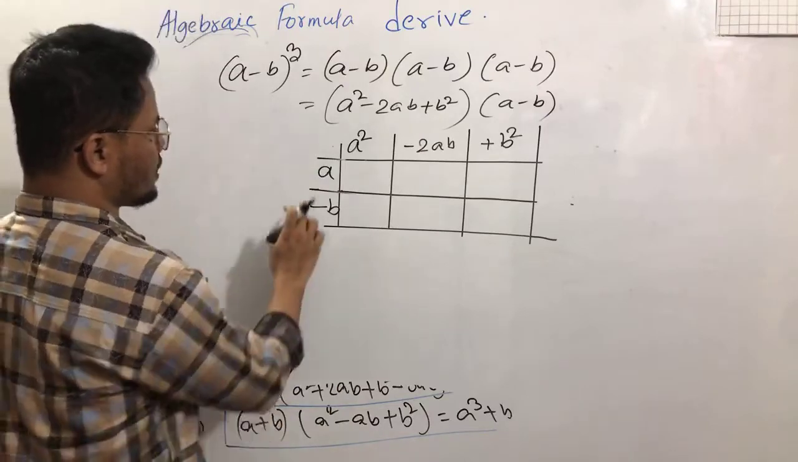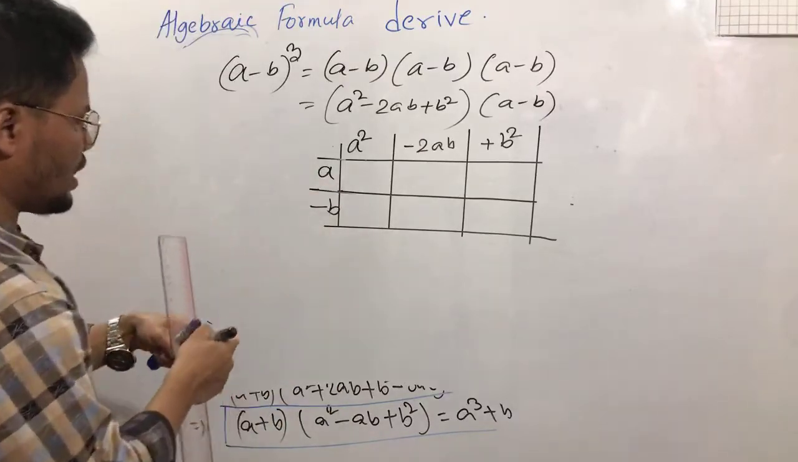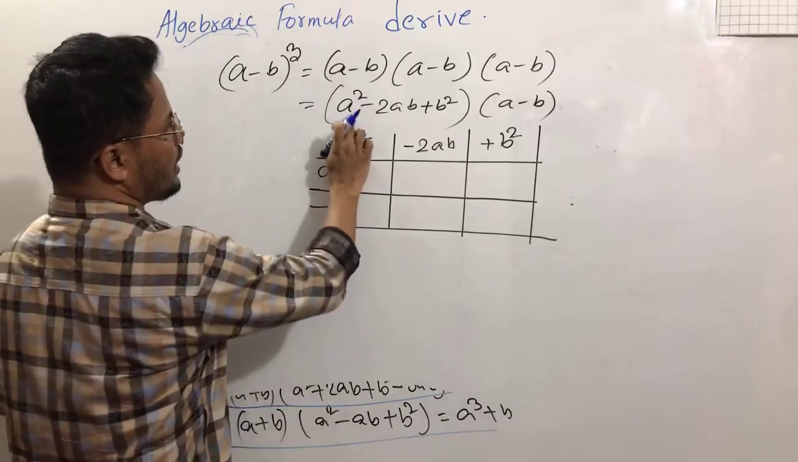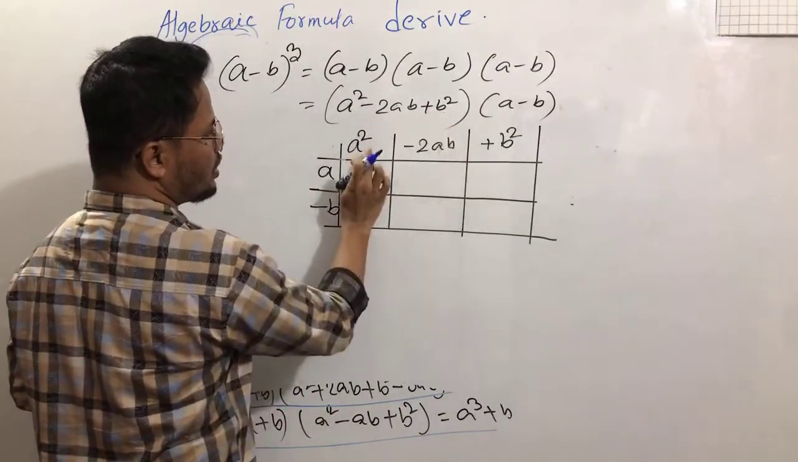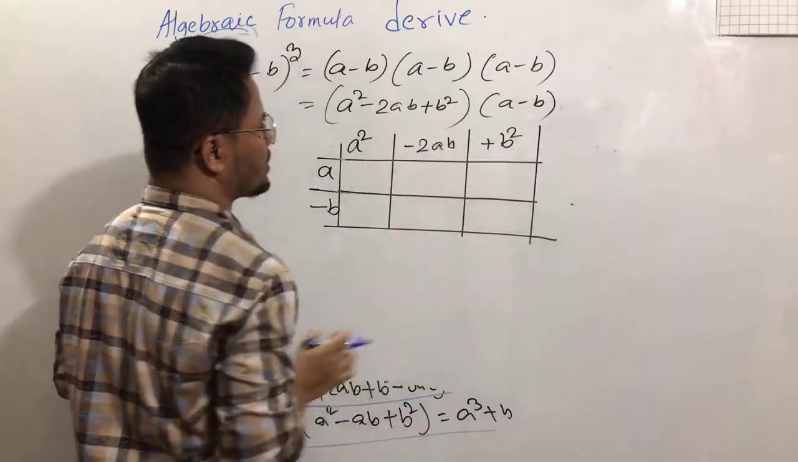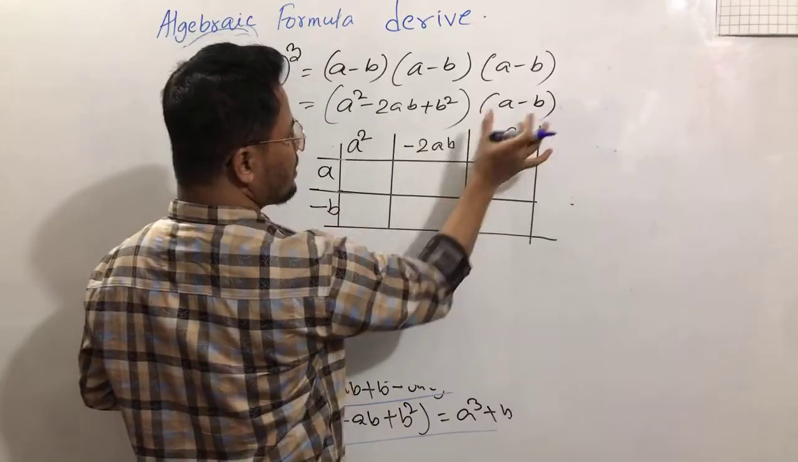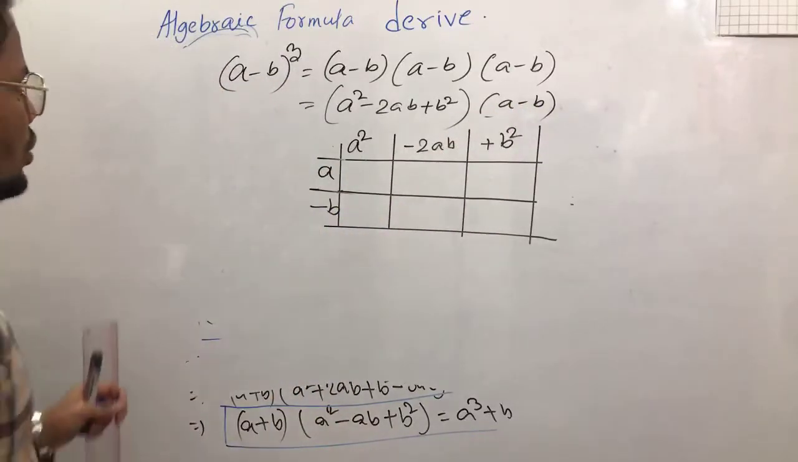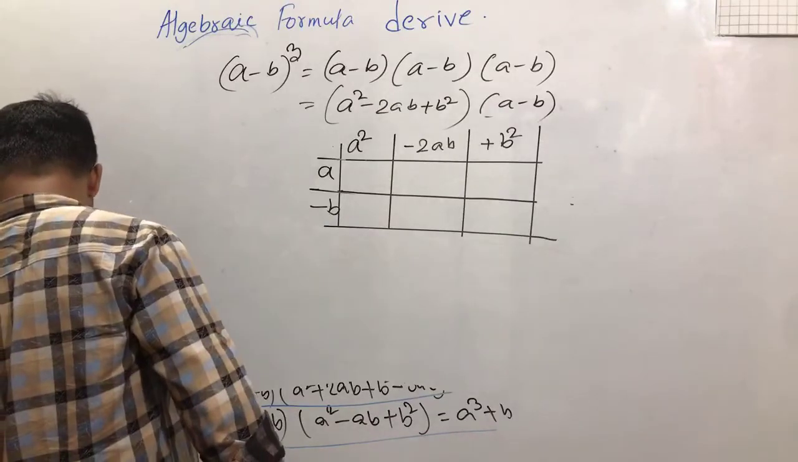We can write here the answer. Now a multiply with a square, a multiply again with a square minus twice ab plus b square. The first one is a square, second one minus twice ab, third one plus b square. In this factor a minus b, first one is a, second one is minus b. Now we will multiply.